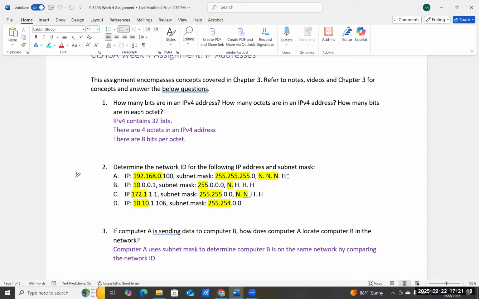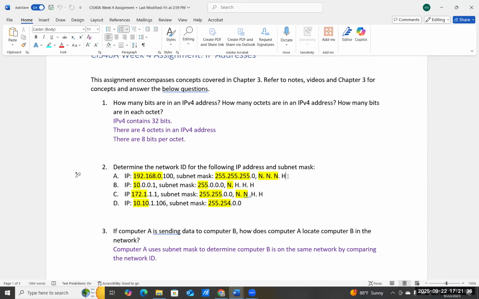So 172 here, this is a class B. The first 2 octets are your network ID. So we indicate network, network, host, host. The first two octets of your IP address are going to be your network ID. That's how it's able to find this network, using the first two octets.